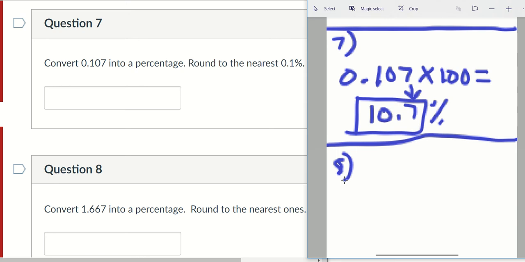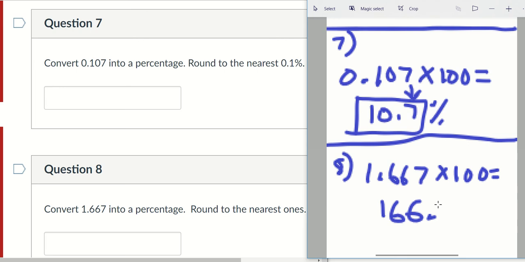Number 8. Convert 1.667 to a percentage. So just multiply by 100. 1.667 times 100. This time they want us to round to the nearest 1. So we got 166.7. Yeah, so you have to look at this guy. So 6 is in the ones. So 7 is to the right. So we need to round up to 167. So very good.